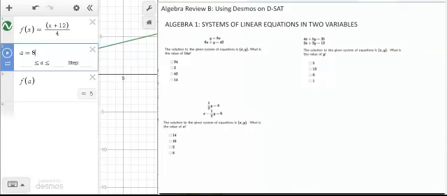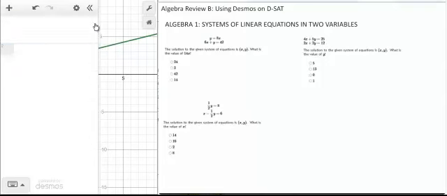The next type of question is one that, again, using the Desmos calculator is a huge advantage, and that is solving systems of equations. Because it will plot 2 graphs for you, and you can visually see where the intersection is.